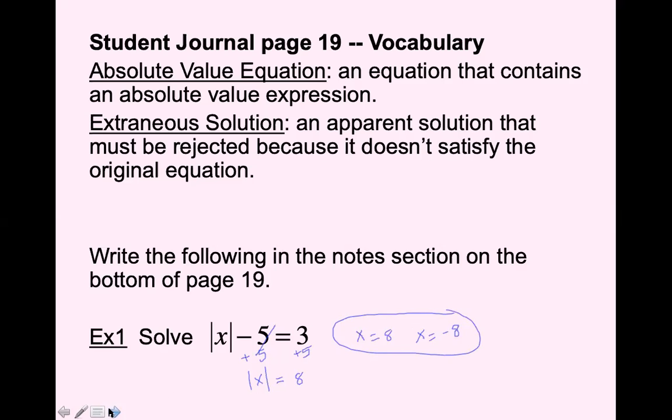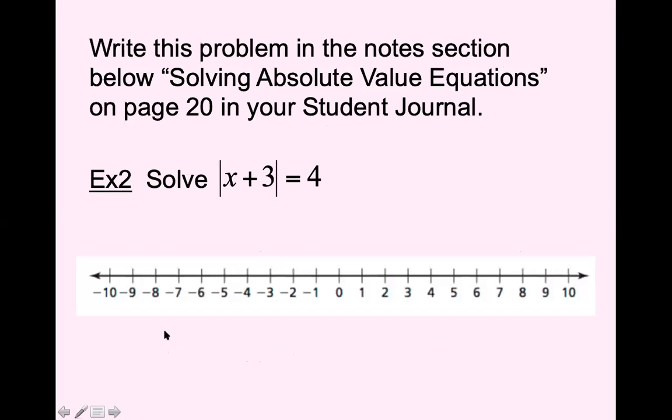All right, let's look at our next slide. This time you're writing this problem in the notes section below solving absolute value equations on page 20 in your journal. So please locate the notes section below solving absolute value equations and copy this example into your notes. Go ahead and pause the video and copy it down.